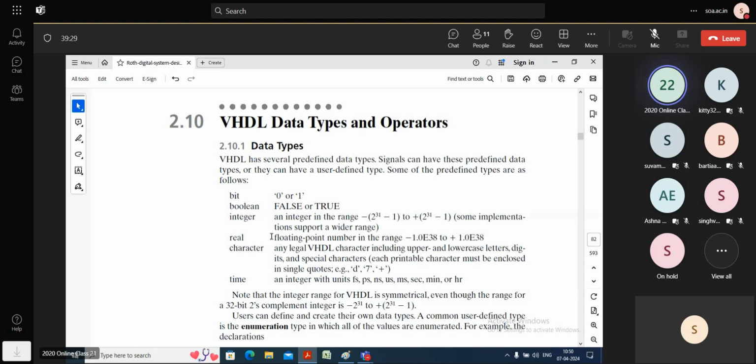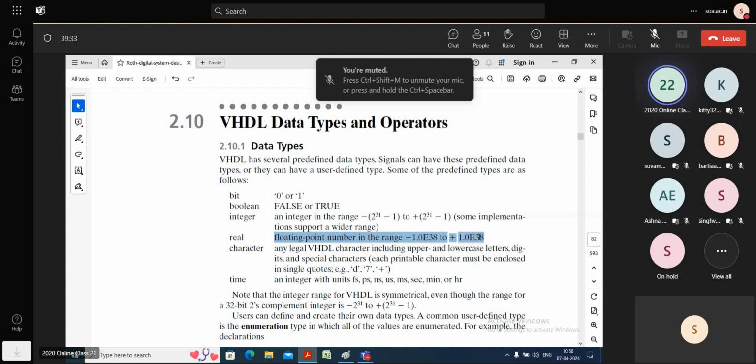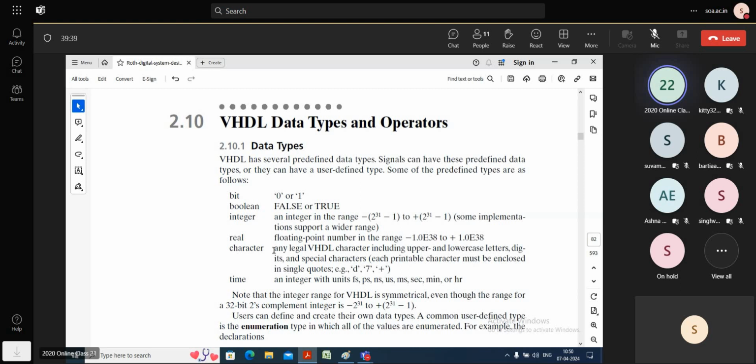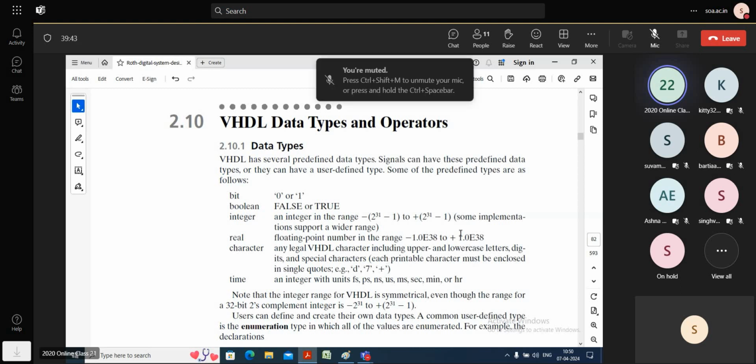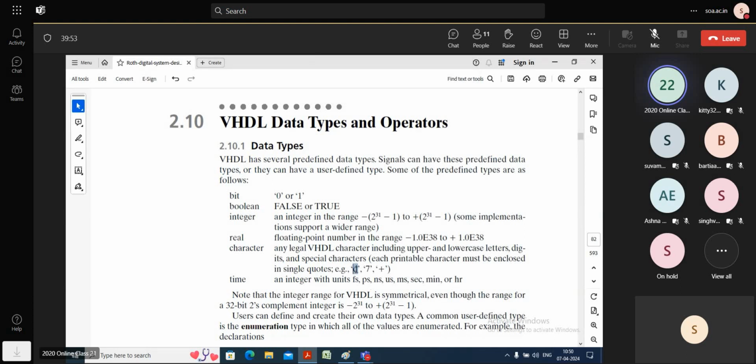And real is the floating point numbers, in the range minus 1.0E38 to plus 1.0E38. Character can be any legal VHDL character: upper and lowercase letters, digits, special characters. These must be enclosed in single quotes. So character means you have to enclose it within single quotes, for example 'D' or '7'.